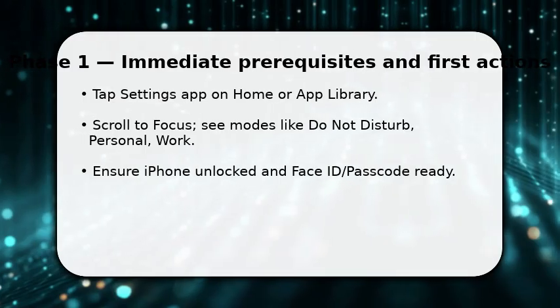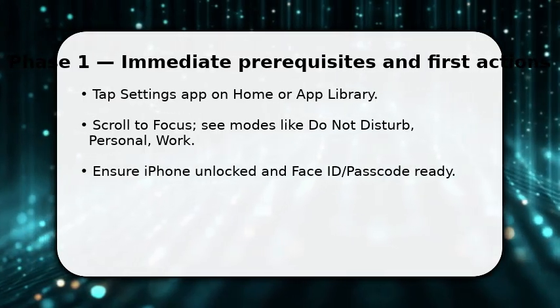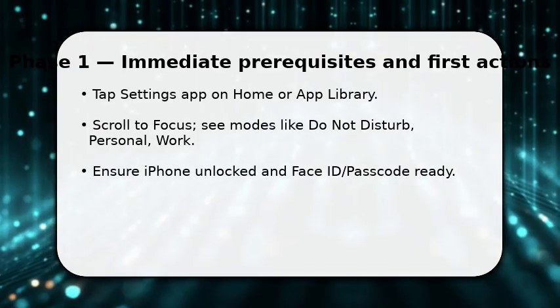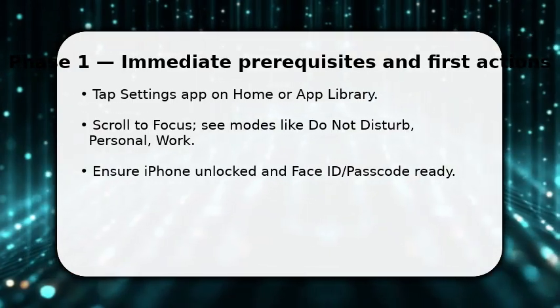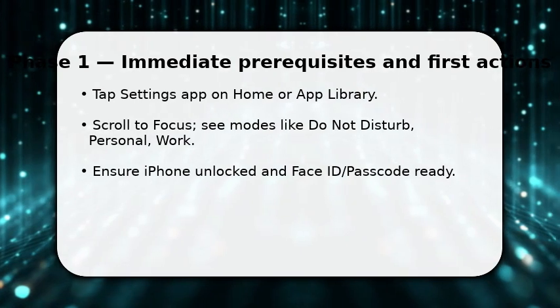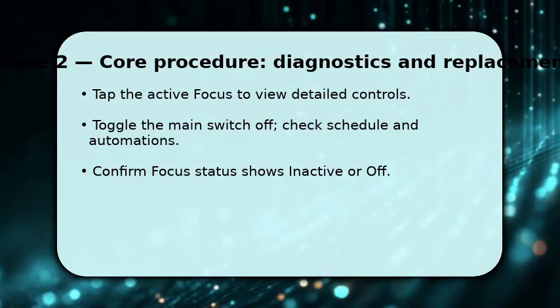This step locates the control. It prevents accidental toggles and prepares you for the actual disable action. You tap the Active Focus profile to open its controls. Now look for the main toggle at the top and switch it off.